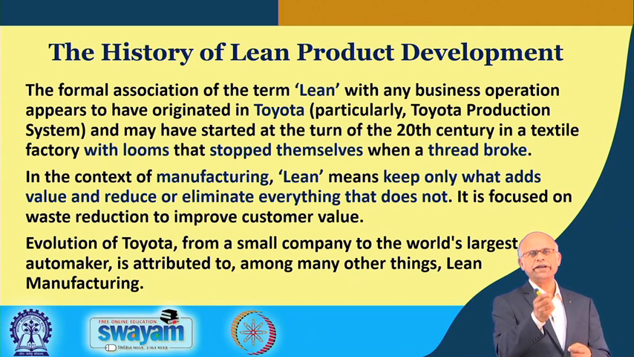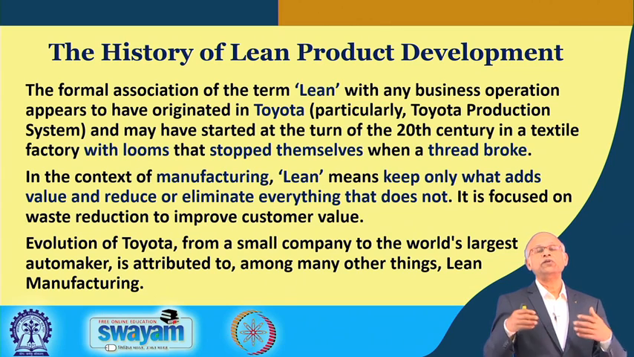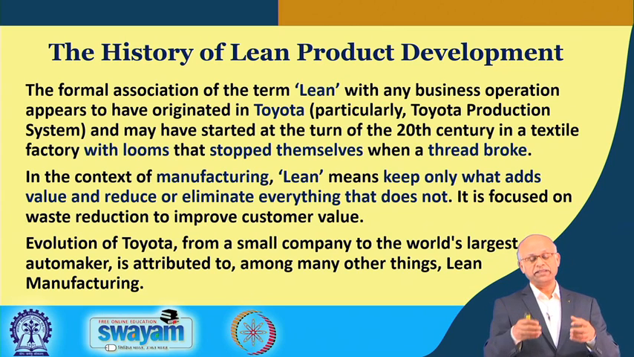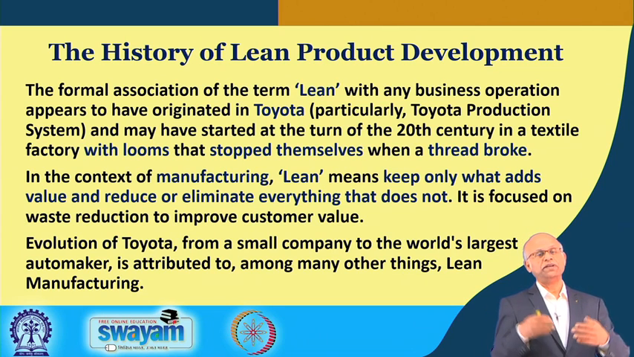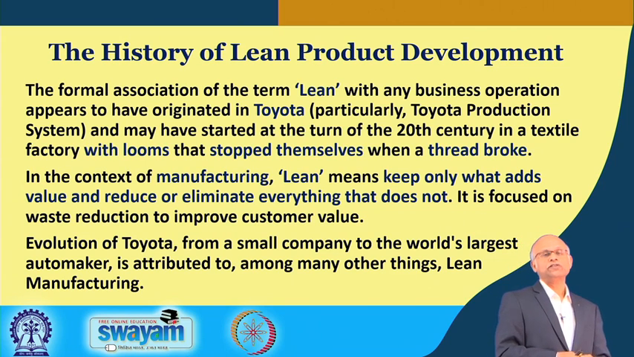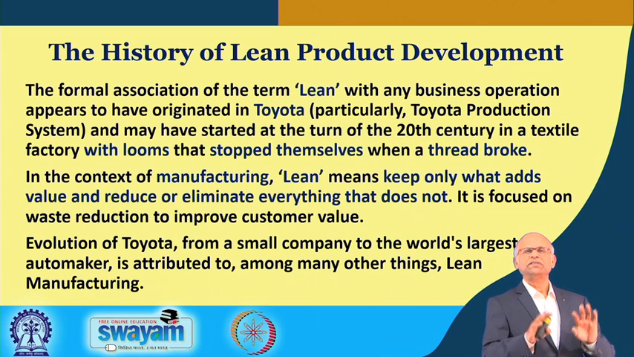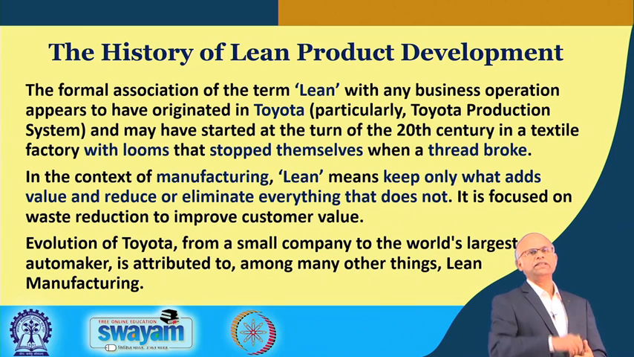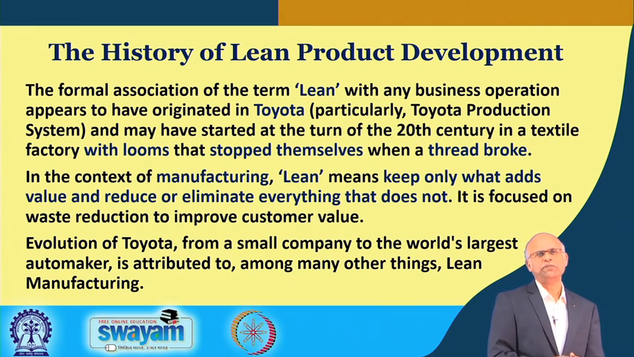Whenever a thread would break, the machine would come to a standstill, so that there would be no wastage, because if the thread is broken and you continuously weave, then some cloth has to be cut from there. So, it is a huge problem. So, they started solving that problem, and that became a lean process.